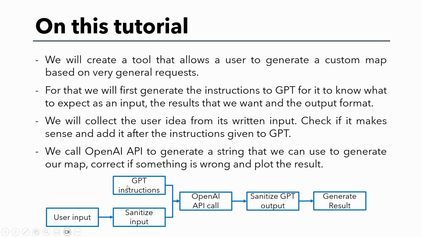First, we generate in our code the GPT instructions to align the model with the objectives of the project. Then, we gather the user input and sanitize it in order to check if it is actually meaningful data and avoid unwanted behavior. Then, we receive the GPT output, check if everything is correct, and if not, correct any mistakes that we found. We then use that as an input for our map creating function that will generate the final result. So, with the project explained, let us start coding.